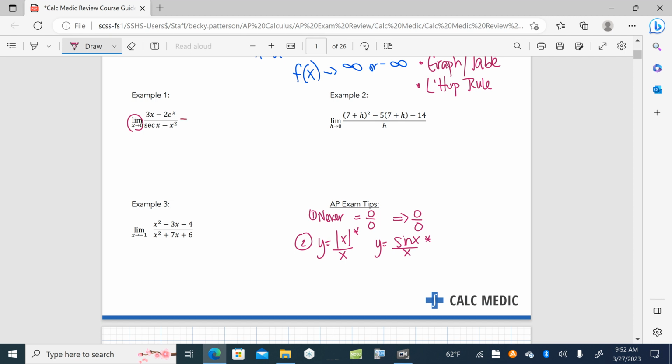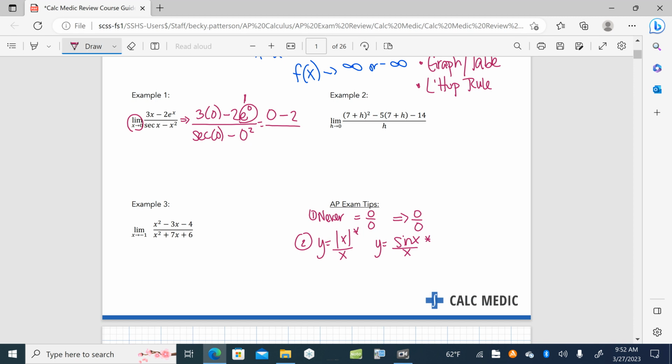So this is going to give me, and again I'm going to use arrows instead of equals, 3 times 0 minus 2 e to the 0 over secant of 0 minus 0 squared. Well, 3 times 0 on top is 0. E to the 0, anything to the 0 power is 1. So that's going to be 0 minus 2.